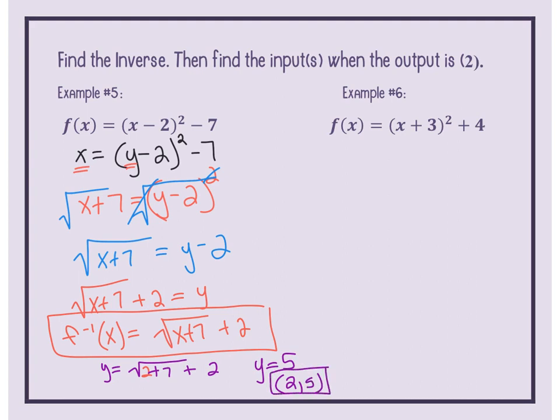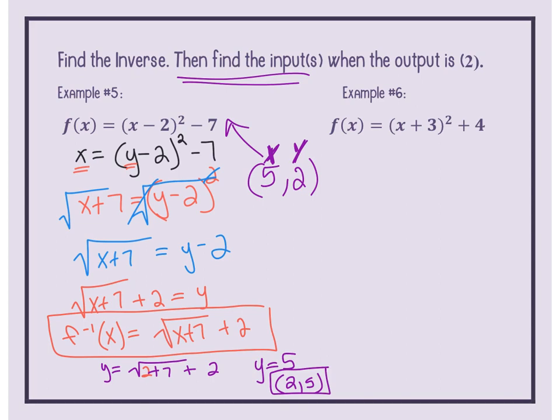So don't forget for the original, it says find the input. And I wish it was more clear. It should have said like input of the original. So if I come back to my original, I flip it. Remember that x is input. That's why we're having to flip it. Y is my output. So when my output was 2, my input was 5. Okay. So try number 6 on your own.